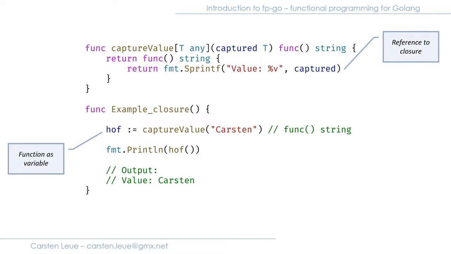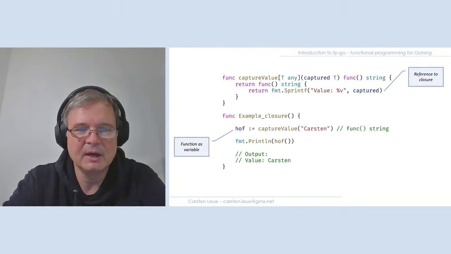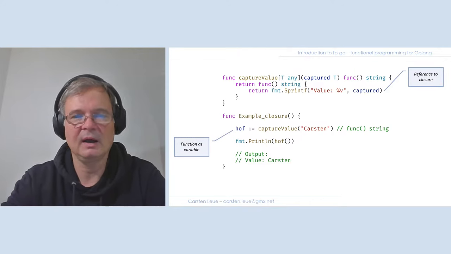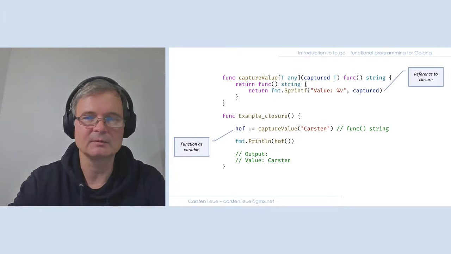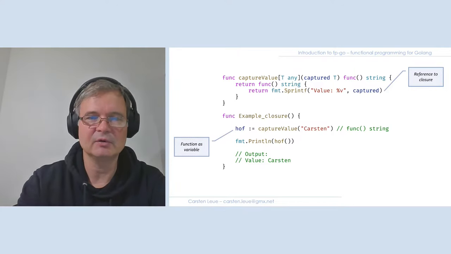The Go compiler is smart enough to detect the return type automatically, so you do not have to put type constraints or type information on this HOF variable. That's automatic. In the next line, in the print line, we actually call that function and print out what we expect to have captured, that input parameter.